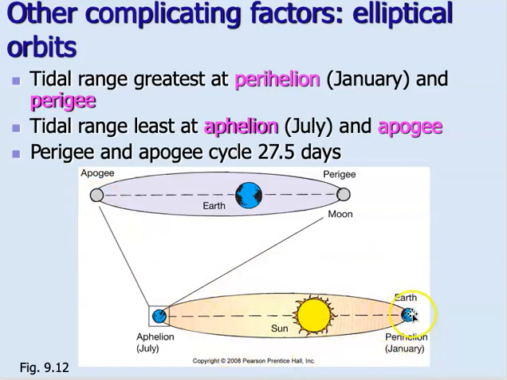The sun and Earth also have these relationships. Perihelion Day in January is the day we are closest to the sun. This is commonly called winter solstice. We are farthest from the sun during summer solstice.